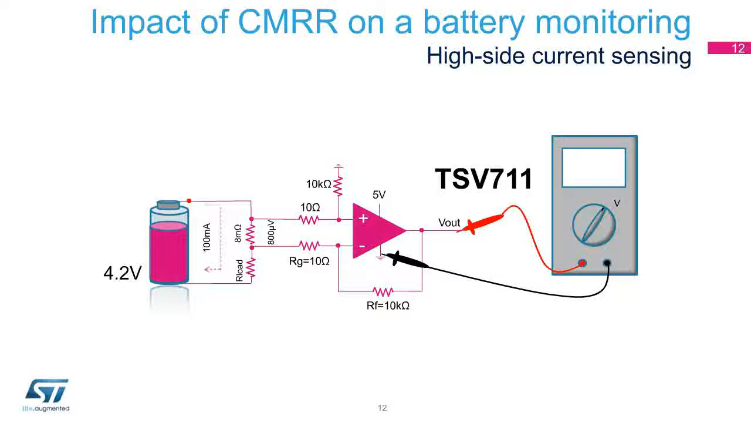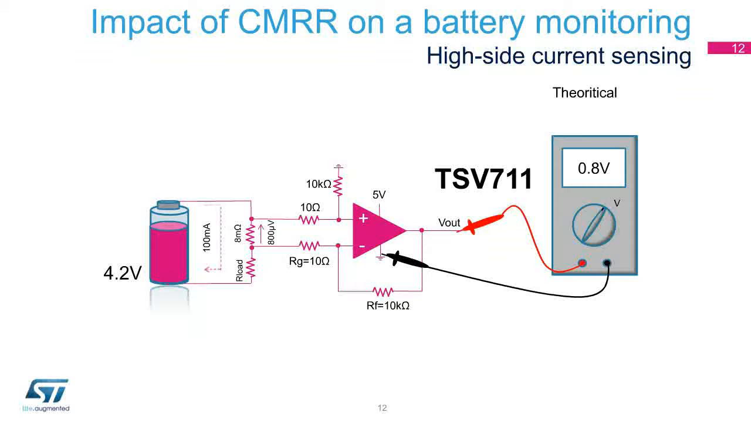We can have an idea of the impact of CMRR on an op-amp used in differential mode to sense a current through a shunt. High-side current sensing is typically selected in applications where ground disturbance is not tolerated and short circuit detection is required, such as battery current monitoring. The application shows a single op-amp used in a differential amplifier made of the TSV711 op-amp and 4 external resistors. It amplifies the small voltage drop across the sensing resistor of 8 milliohms by the gain RF per RG, or 1000, while rejecting the common mode input voltage.